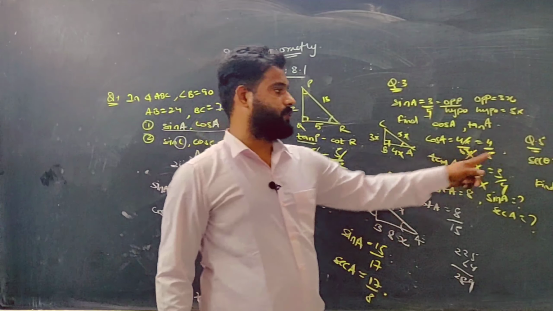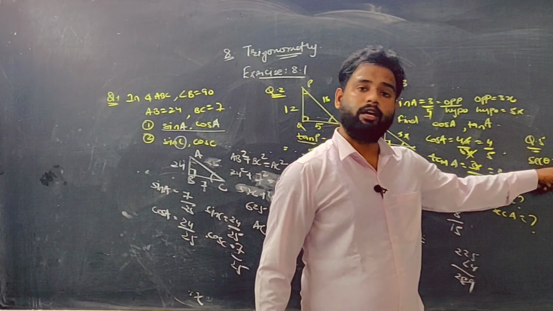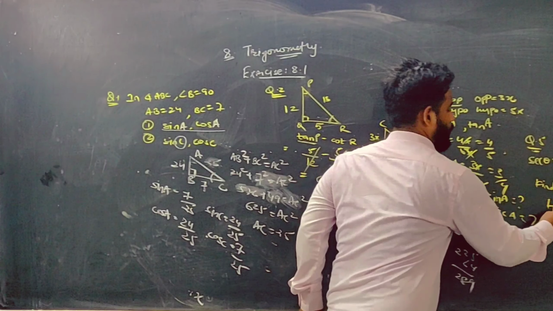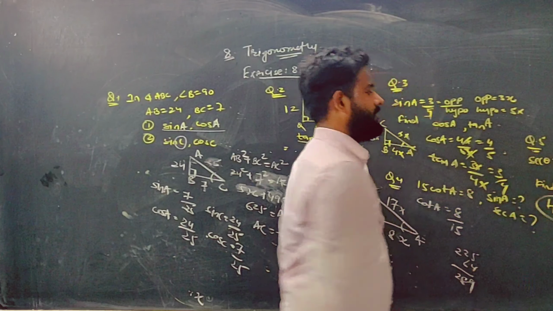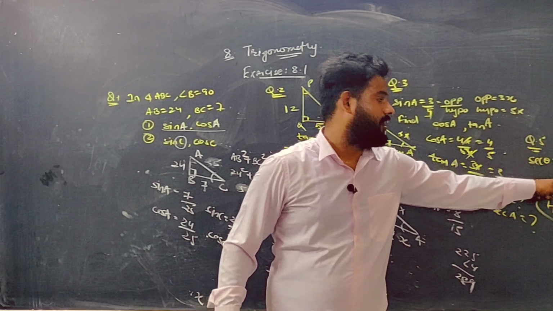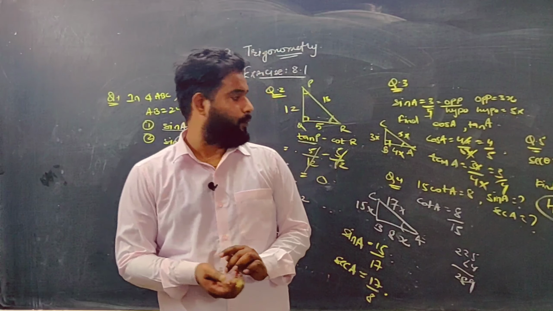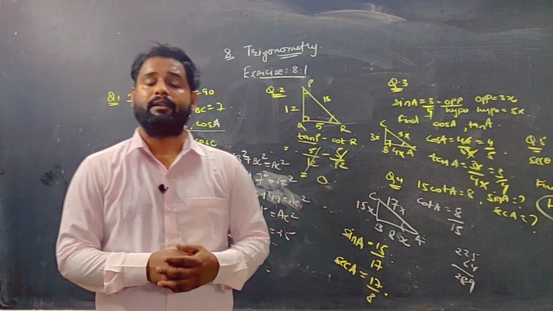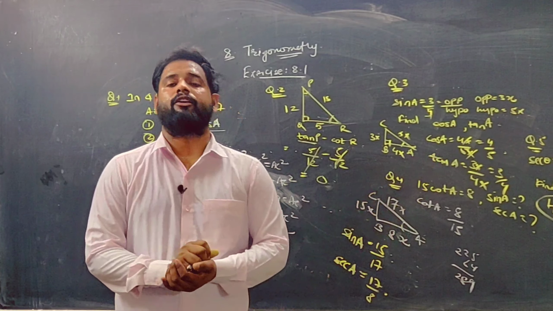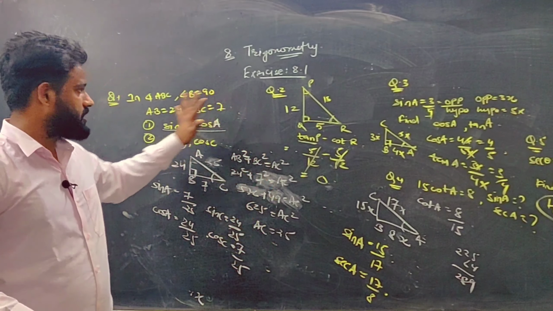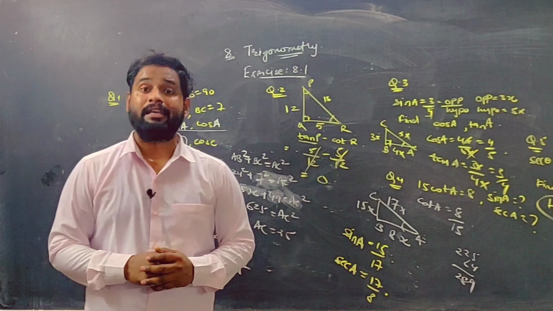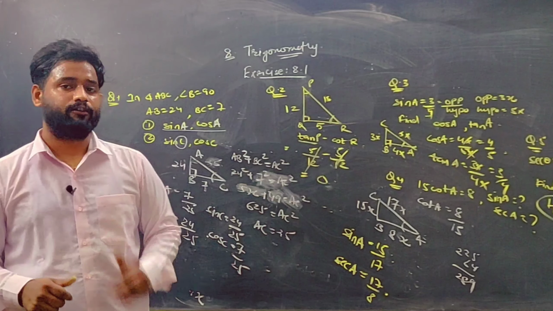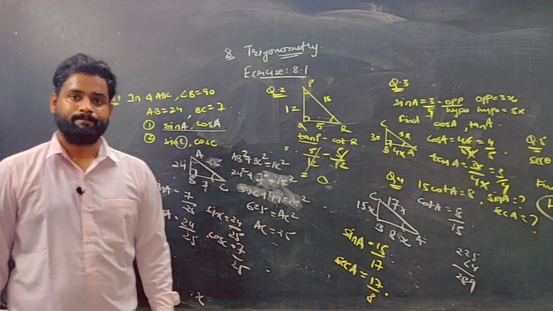And similarly this one. Sec theta is equal to 13 by 12. It is your homework. You have the hypotenuse and you have the adjacent. Find out the opposite. Use the same method and try to get all the remaining trigonometric ratios. So that was the first 5 questions of yours. Now let us move towards the next part of this exercise.